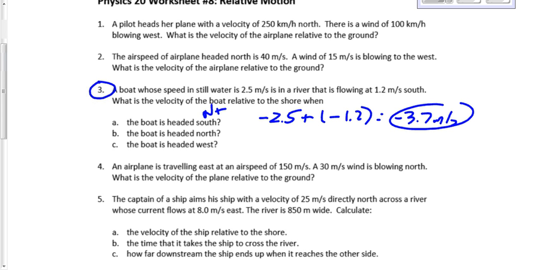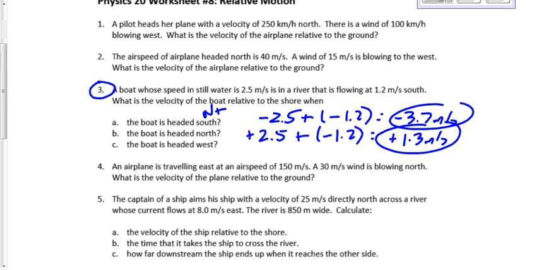Now, question B, the boat is headed north. Well, this time we would say the velocity of the boat is positive 2.5. The current is still negative 1.2. So I end up going at positive 1.3 meters per second, which, if I define north as positive, means to the north, right? Make sense? You're able to go at 2.5, but the river's kind of pulling you back at 1.2. You end up only going at 1.3 relative to the shore.